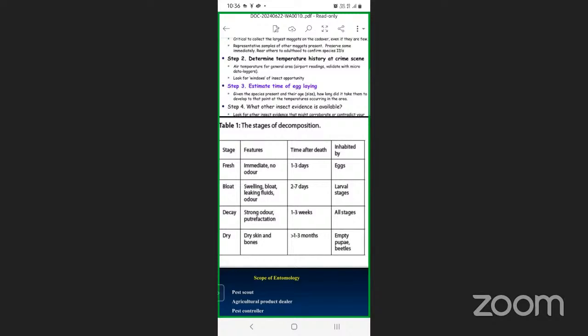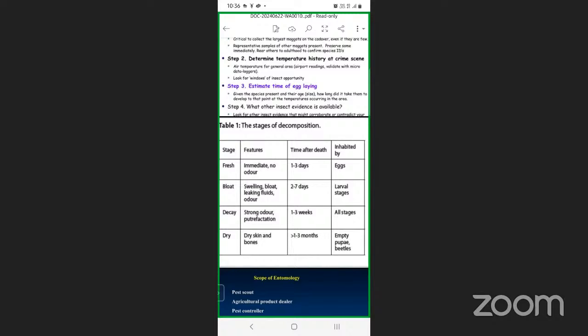In the bloating stage, we see swelling on the body, leaking fluids are observed, and odor is strongly emitted from the body. This is calculated at 2 to 7 days, and we see larval stages inhabiting the body.